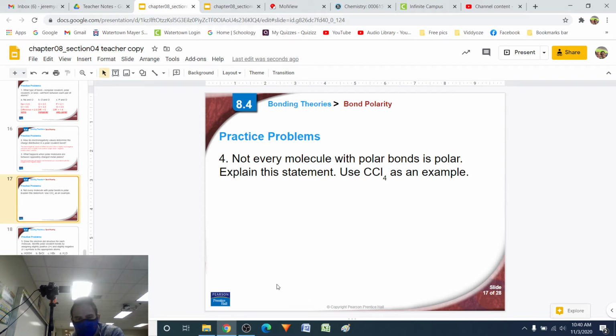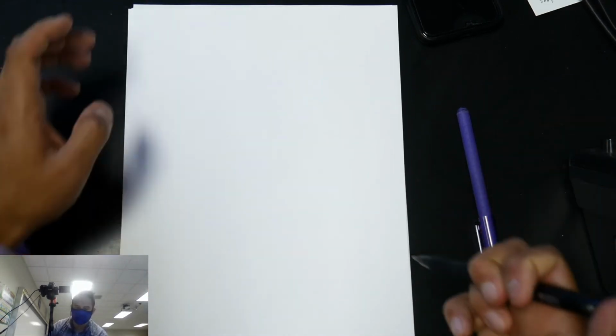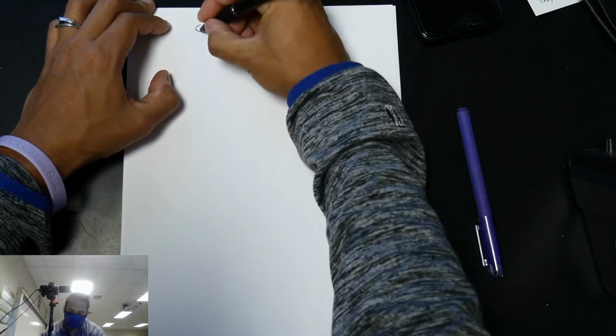All right, so we're going to be doing some drawing here. Okay, there's the reason why I have it set up this way right now. So you might be wondering, why are you sitting in your awkward stool and your giant tripod here? Well, this is why. So we're going to draw out CCl4, and we're going to take a look at why this molecule is not polar, even though it does have polar bonds. So let's first draw it.